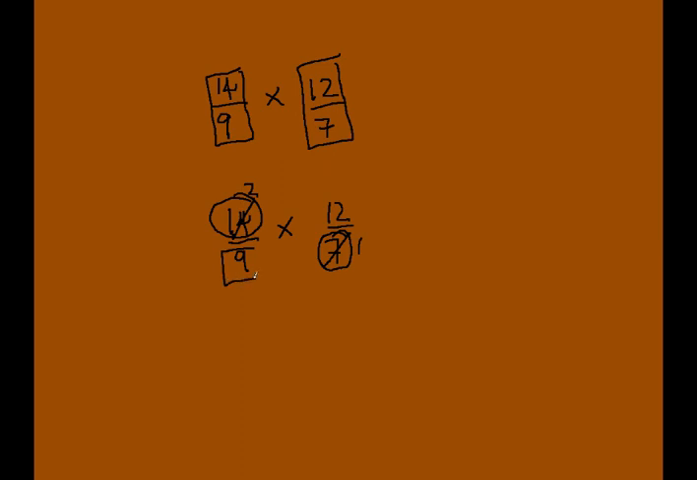And here also, I can reduce the 9 and the 12. By what number? By 3. So when I divide 9 by 3, I get 3. And when I divide 12 by 3, I get 4. So I have a new fraction, which is now 2 over 3 times 4 over 1. So now I can multiply top of top, bottom of bottom. So 2 times 4 is 8. 3 times 1 is 3.